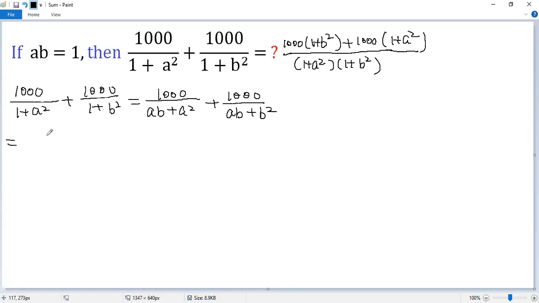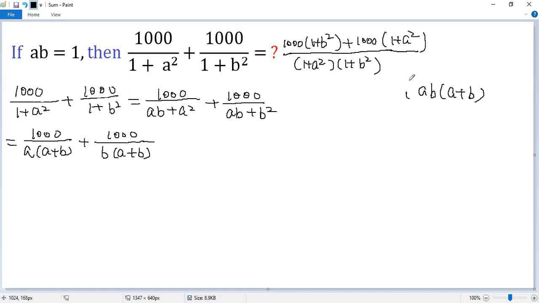Now we factor the bottom parts. So we get 1000 over, take a out, so a times b plus a. We write as a plus b. For the second, 1000 over, take b out, so b times a plus b. We see the common denominator is a times b times a plus b.